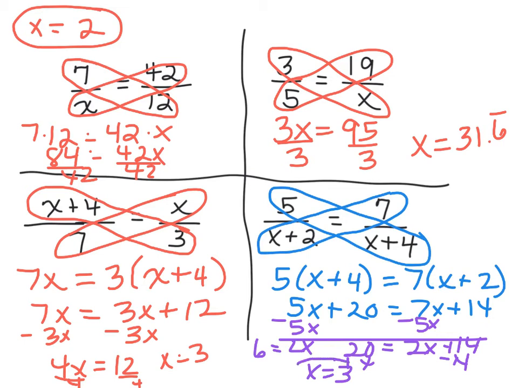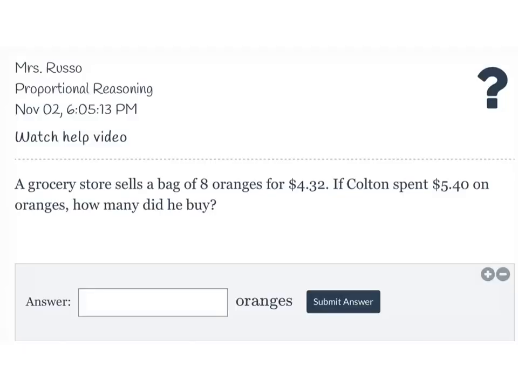Okay, so these are quick, easy problems to solve. But they do come up with the equation, so they're good to go over. I want to look at 3 little word problems, and then you're going to jump over to Delta Math. These came directly from Delta Math. I want to show you how to set these up. This says, a grocery store sells a bag of 8 oranges for $4.32. If Colton spent $5.40 on oranges, how many did he buy?